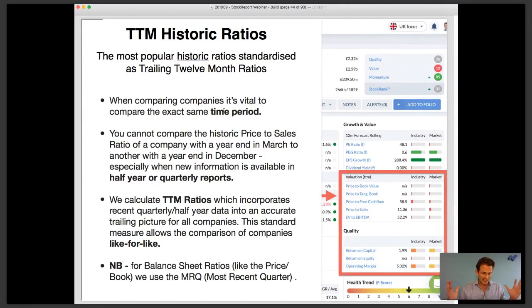Now, value investors like to look backwards. They don't like focusing on broker estimate data because it can be unreliable. And they'll always use historic data. So we calculate what's called the trailing 12-month data. And that will sweep up all of the half-year or interim and quarterly reports since a company reported its annuals to create a trailing 12-month period for things like price to sales ratio, etc. And for any balance sheet indicators, we use the most recent quarter, because that's all point-in-time data.